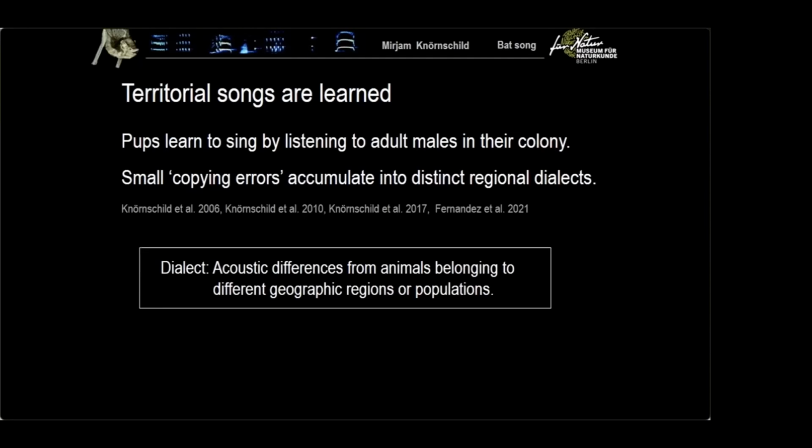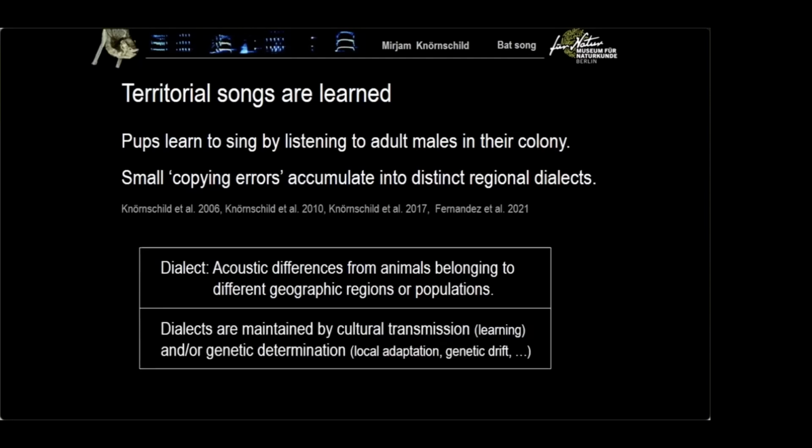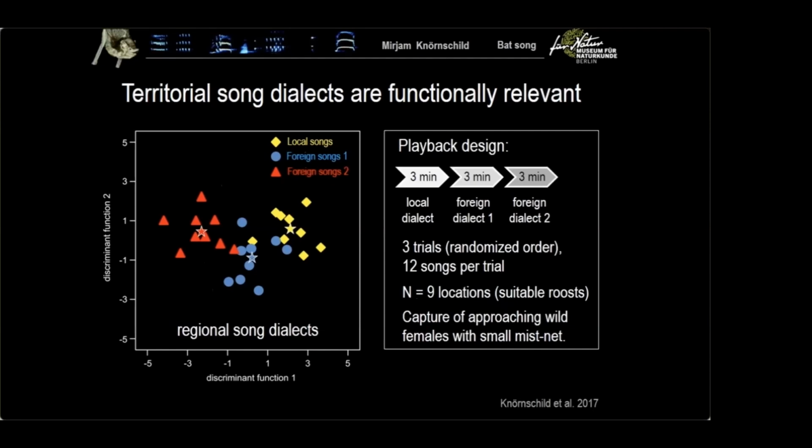And dialects can be maintained by cultural transmission, if it's learned vocalizations, like in the case of our Saccopteryx bats, but they can of course also be influenced by genetic factors, or they can be purely genetically determined, through local adaptation, genetic drift, and so forth. And in the remaining bit of my talk, I'm going to give you one playback example to show you that territorial song dialects in Saccopteryx bilineata are not only something that we as researchers can detect, but they actually mean something for the bats. They're what we call functionally relevant.